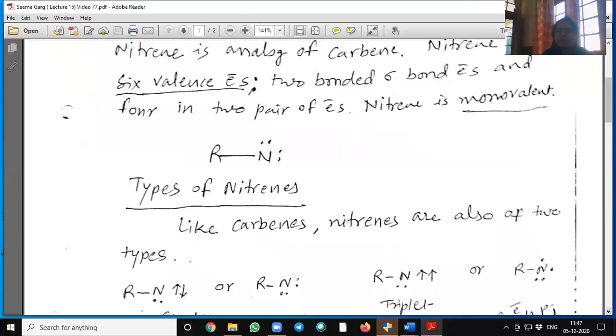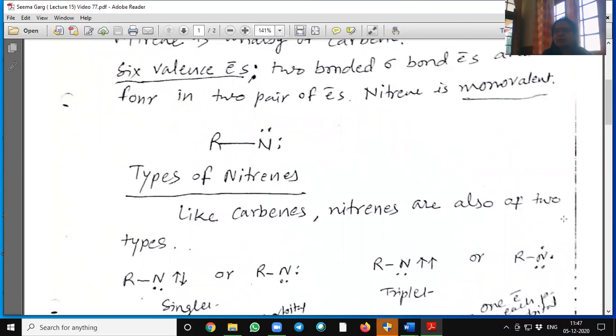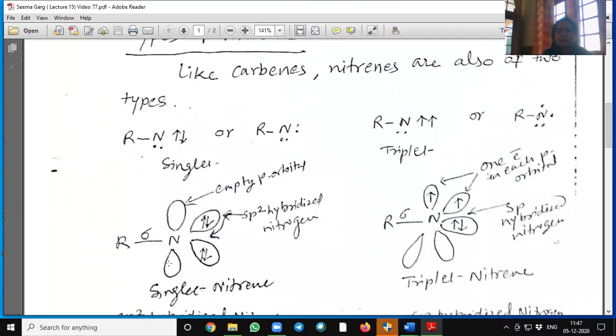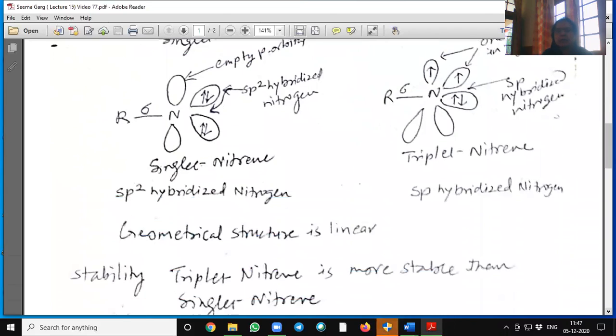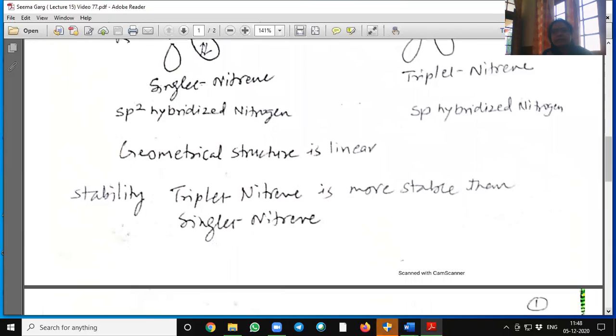Types of nitrenes. Like carbenes, nitrenes are also of 2 types, singlet and triplet. See the structure of singlet and triplet. Singlet nitrene is an sp2 hybridized nitrogen, whereas in triplet nitrene, nitrogen is sp hybridized. Geometrical structure is linear. Stability: triplet nitrene is more stable than singlet nitrene.